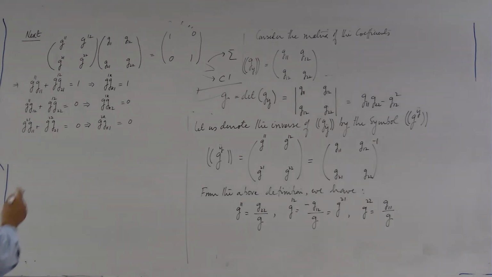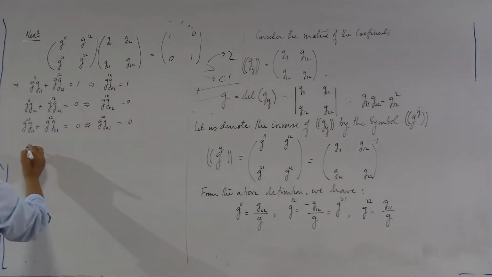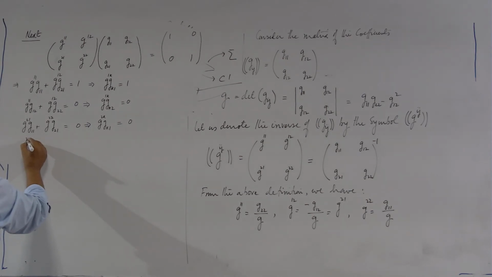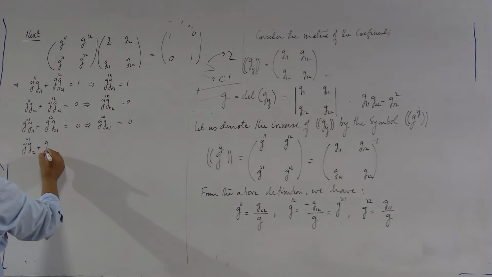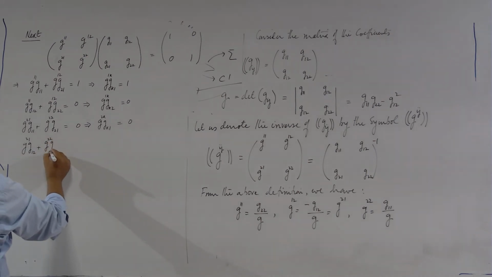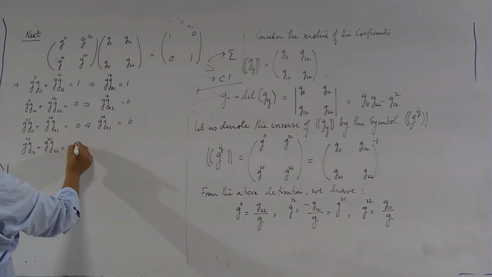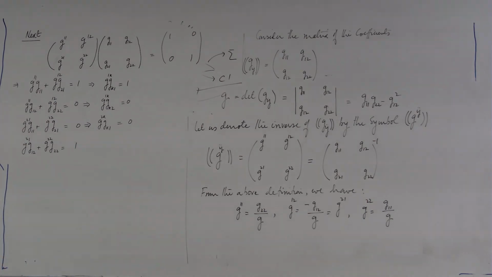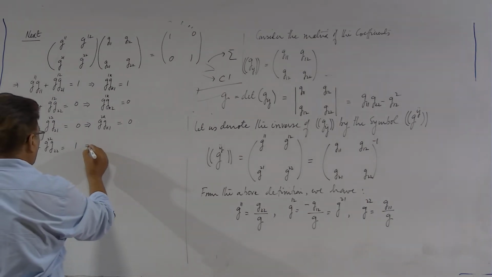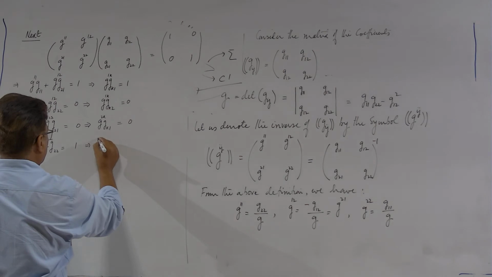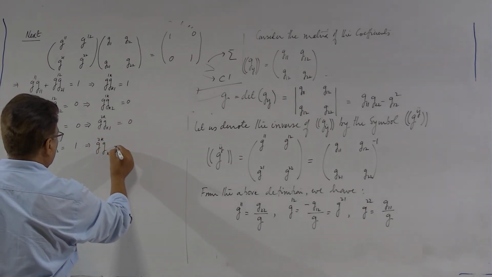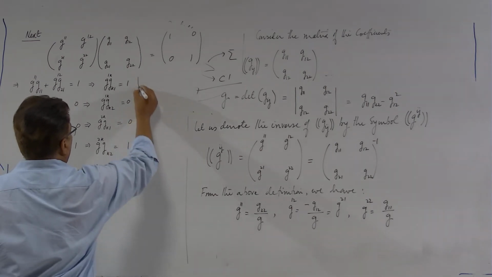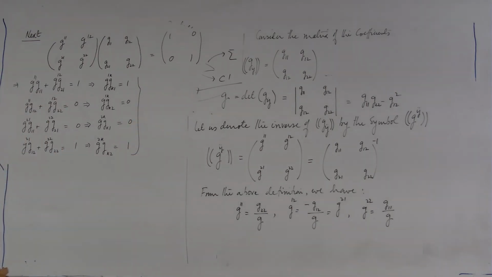And lastly, second row with second column. So, G21 into G12 plus G22 into G22 equal to 1. This will give me G2k GK2, that is 1. Now, if you look at all these relations, what do you notice?